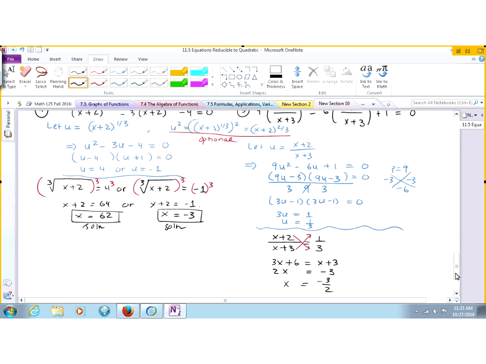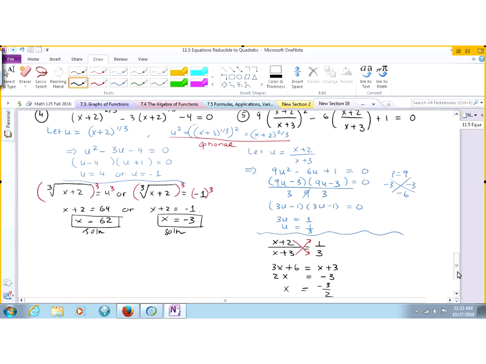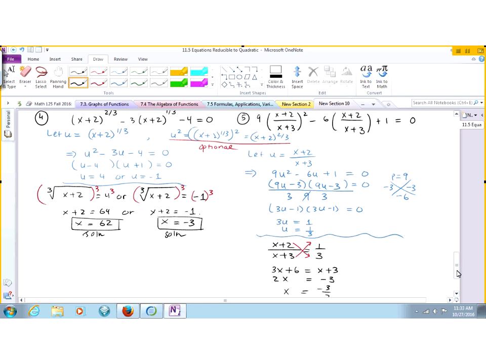Is this a solution? So this is easy. We just have to plug in here. Does it make the denominator 0 or not? Negative 3 over 2 plus 3. Is it positive? Is it 0?